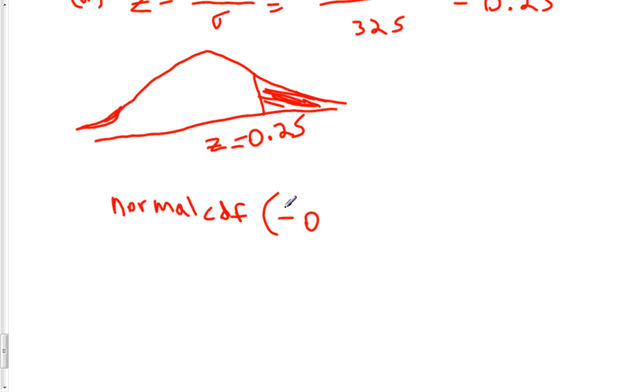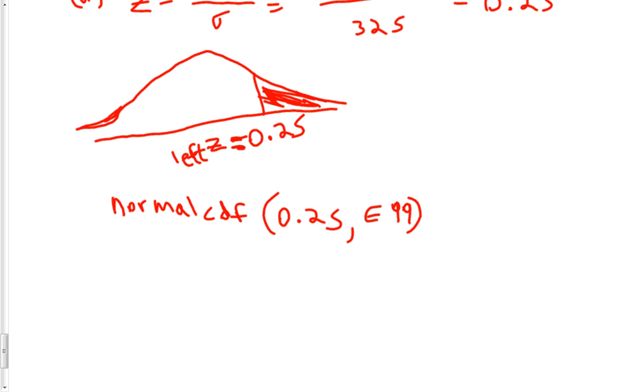Oops, that's not negative, that's positive. So we're going to have our left z-score positive 0.25, this z-score right here, right? And since that's the left z-score, this is the one on the left, there is no upper bound. So the right z-score is going to be infinity, so we're going to put in E99.